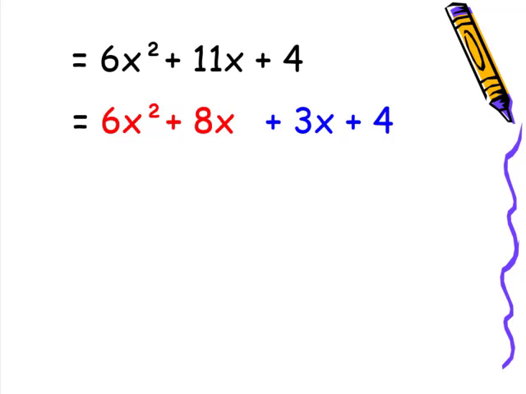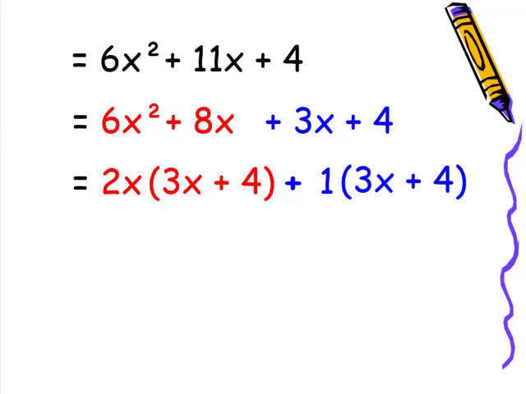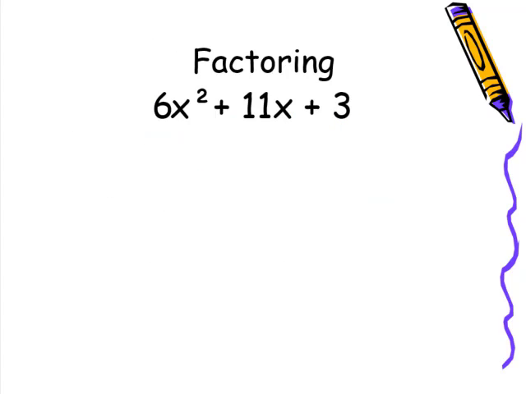We're going to rewrite it as 6x squared plus 8x plus 3x plus 4. Now we will factor out a 2x. That will leave me with 3x plus 4. Now in the last two terms, the blue terms, you might say there's no common factor, but remember, we always have a common factor of 1. So we're going to factor out a plus 1. It could be a plus 1 or a minus 1. In this case, it's going to be plus 1. And again, we have 3x plus 4. Since both terms have 3x plus 4, we can factor that out, and that leaves us with 2x plus 1.